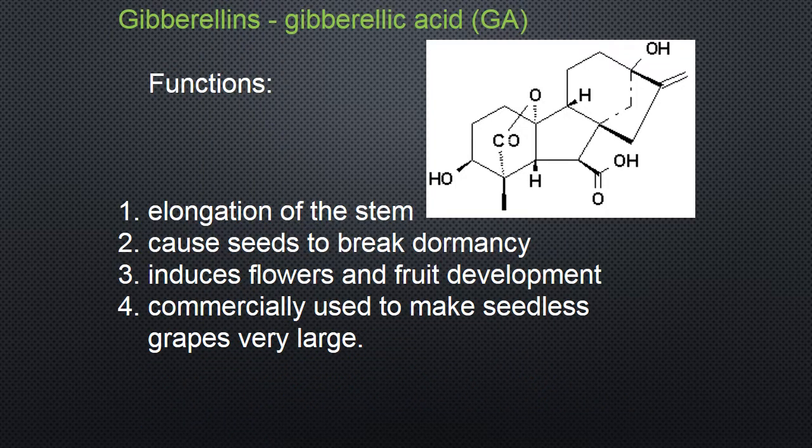Okay, so let's move on to happier notes. Our second hormone is gibberellic acid, which is also called gibberellins, and they function to also elongate the stems. They cause seeds to break their dormancy and begin to grow, and they can also cause flower and fruit development. So commercially, they're used to make seedless grapes very large because they enlarge the fruit. So all these hormones pretty much are used commercially to improve our food supply.